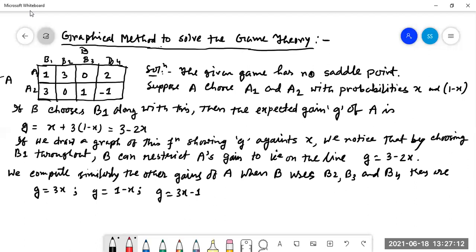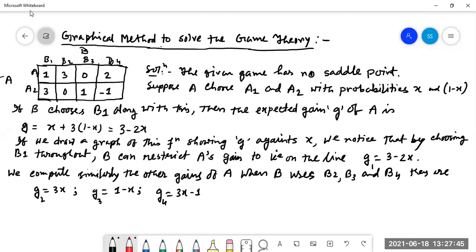If we say that this is g1, this is g2, this one is g3, and this one is g4, then g1 equal to 3 minus 2x, g2 equal to 3x, g3 equal to 1 minus x, and g4 equal to 3x minus 1. So there are four strategies of B. We got four lines of A's gain.